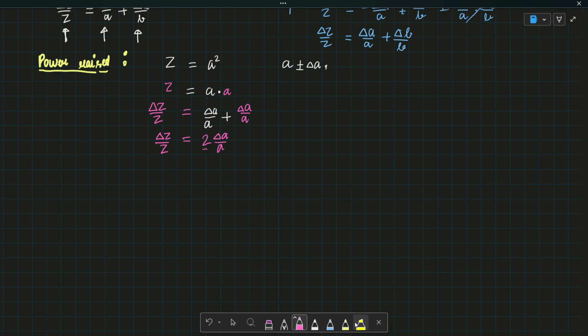Now we want to calculate the most general case. Let's say that Z is dependent on a physical quantity A raised to power P, and a physical quantity B raised to power Q, and divided by C to the power R. Now we want to calculate what will be the relative error in the most general case of the product rule.